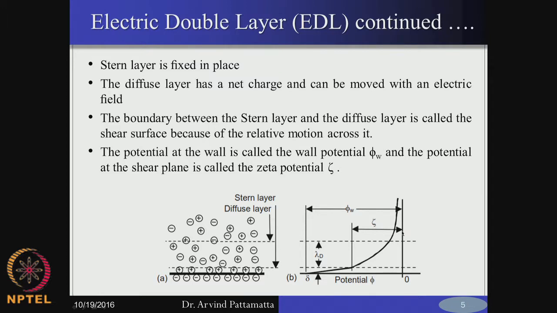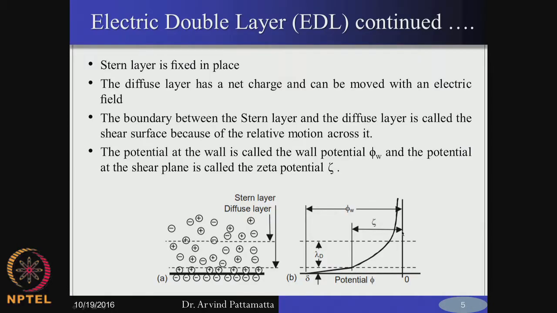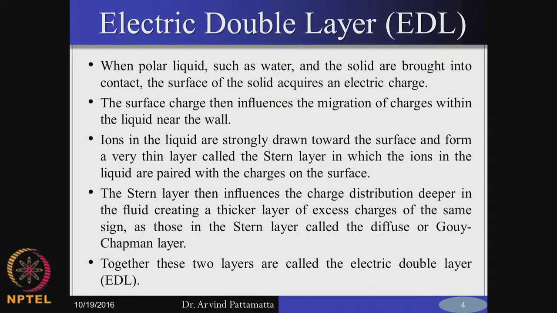Okay. So, therefore, at the wall this potential difference is phi w, the actual potential at the wall minus the bulk value, that is your phi w, and at the edge of the Stern layer this potential difference becomes what is called the zeta potential. So, these are some of the standard notations and definitions used for the electric double layer.